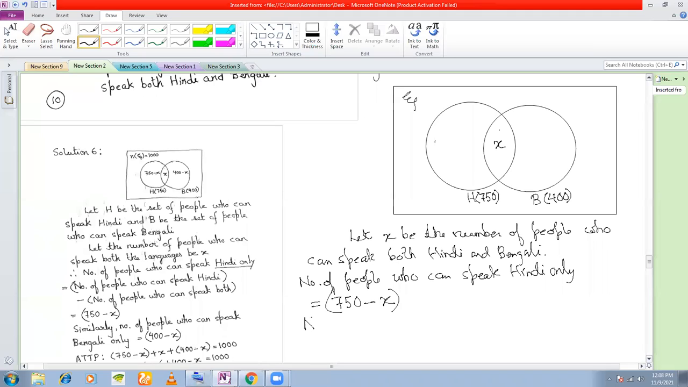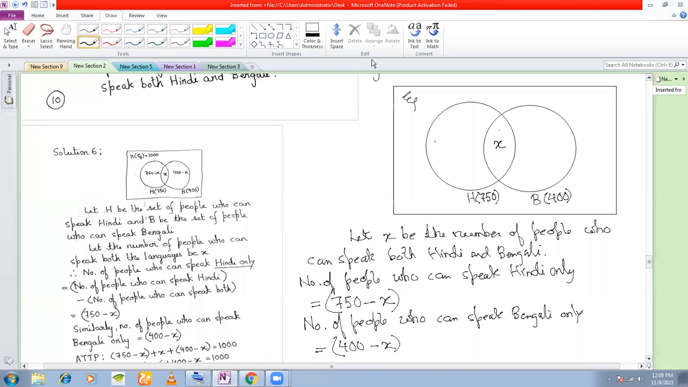Okay. Next, the number of people who can speak Bengali only. These people don't know how to speak Hindi. They only know how to speak Bengali. Right? So how many can it be? 400 minus the number of people who speak both. Right? So here let's write, this is 750 minus X, and this is 400 minus X.